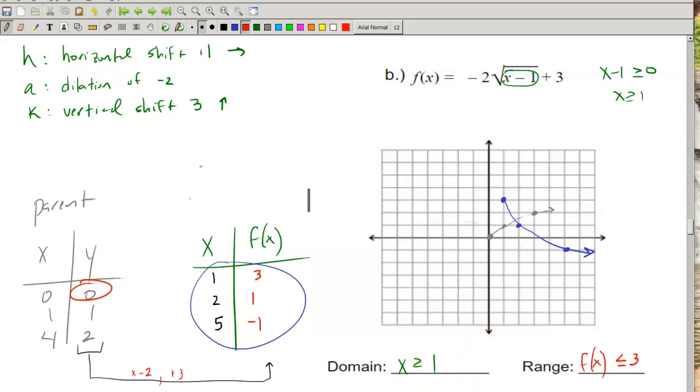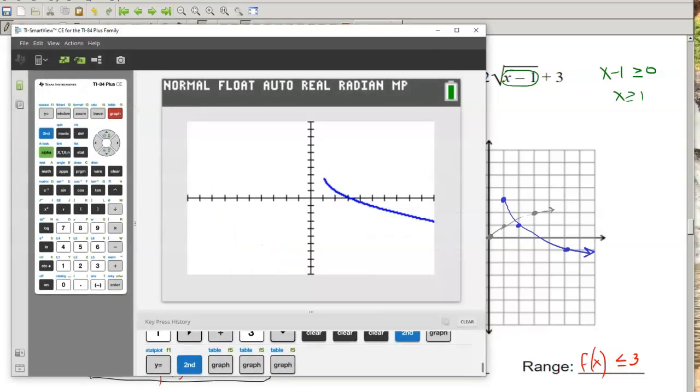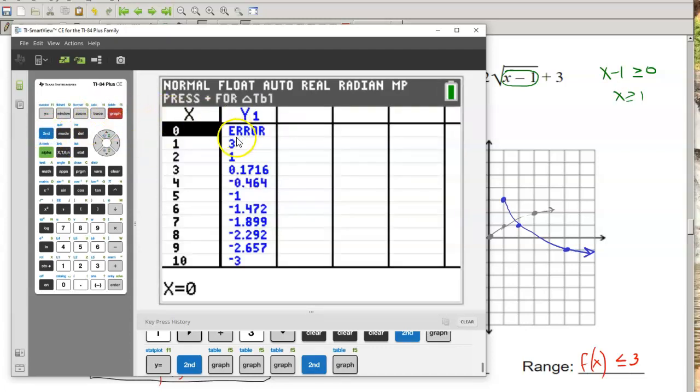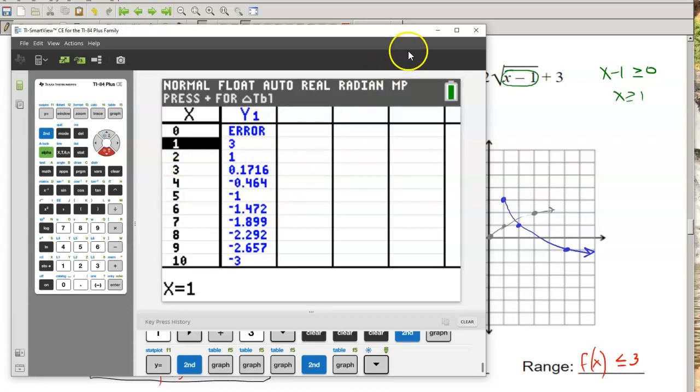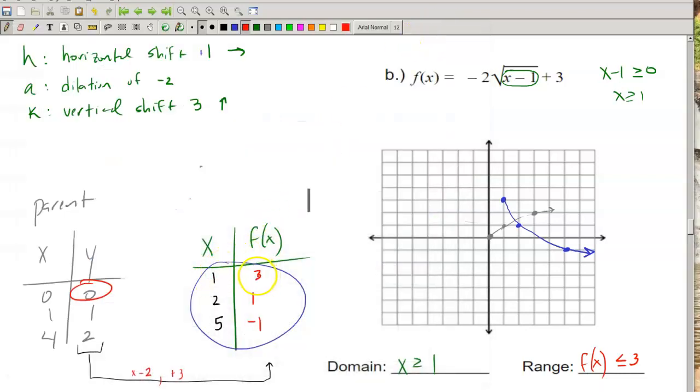And again, if you need to check your answers here, go back to your graphing calculator. You could check it on Desmos as well. But you can see, of course, the calculator is going to give you all the x values that you can plug in. You can see if it tries to plug in 0, there's an error, because 0 is not part of the domain. But the ones that we focused on, 1 goes to 3, 2 goes to 1, and 5 goes to -1. That's all the same that we got, right? 1 goes to 3, 2 goes to 1, 5 goes to -1. Those are 3 key points that we're trying to show. So there's the graph.